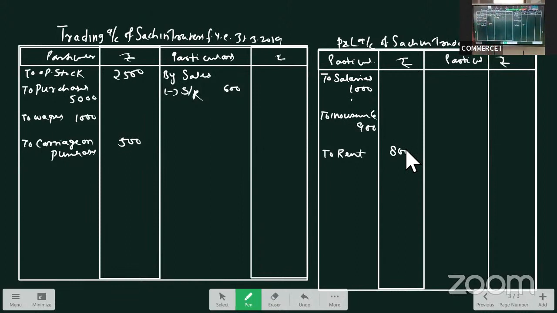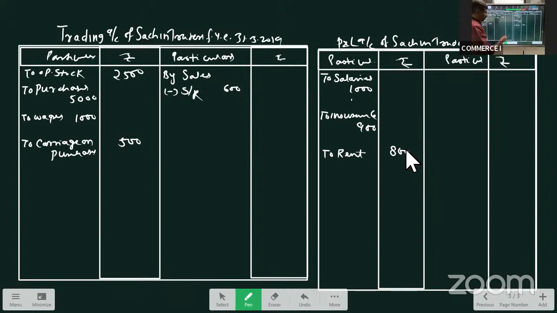Then we have machinery. Machinery is an asset. It will go to balance sheet. So as of now, we'll keep it aside. Debtors. Again, debtor is a current asset. It will go to balance sheet. For time being, we'll keep it aside.